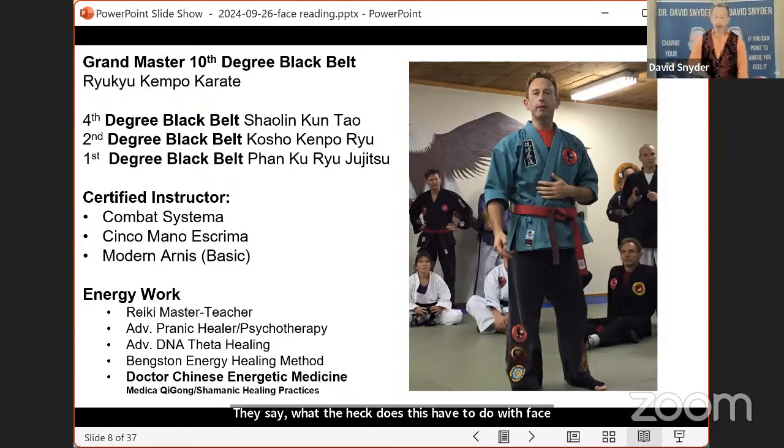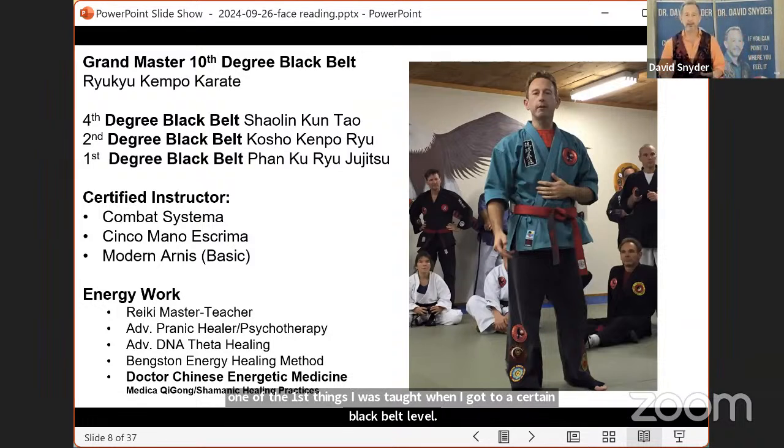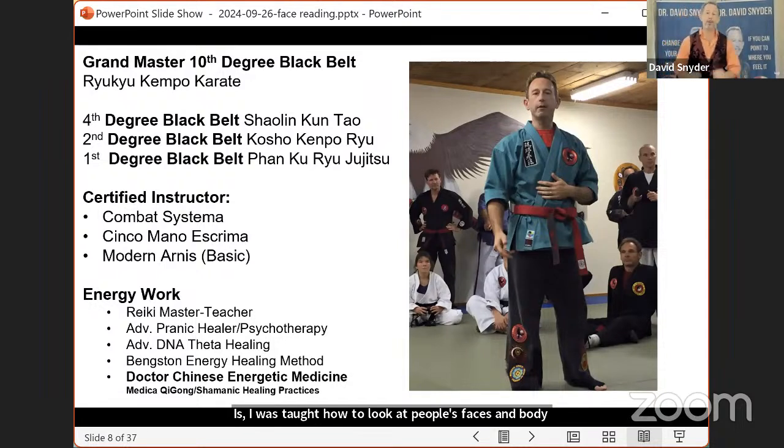Well, believe it or not, the art that I have my 10th degree in, Ryukyu Kempo, is special. It has 2 martial arts within it. One is called Kyusho Jitsu. The other is called Tuite Jitsu. Both of those arts deal with how to manipulate the acupuncture points, meridians, and energetics of the human body based on movements hidden in traditional martial arts forms. And one of the first things I was taught when I got to a certain black belt level was how to look at people's faces and body types to determine where their energy was the strongest, so I would know how to defend myself or attack those areas if I needed to.